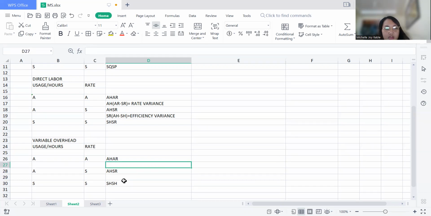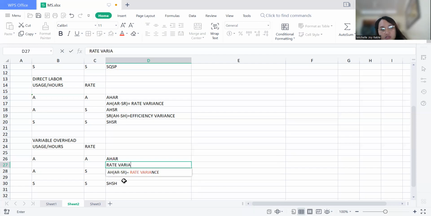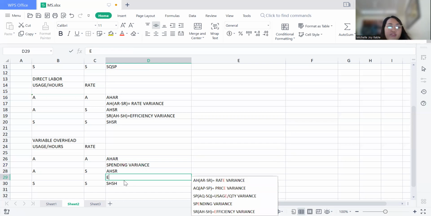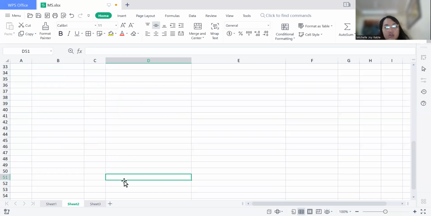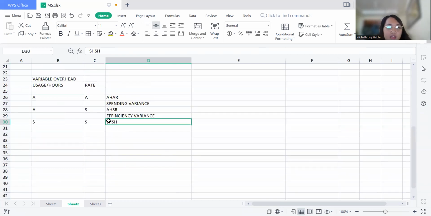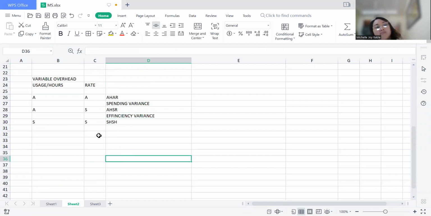So here, this is actually your rate variance, or spending variance pala ang tawag dito. Spending variance. And then this one is your efficiency variance overhead. Efficiency variance. I hope nasusundan yung class, no? Okay, na itong spending variance, ito yung difference nito, and then yung efficiency variance, yung difference nito. Okay.